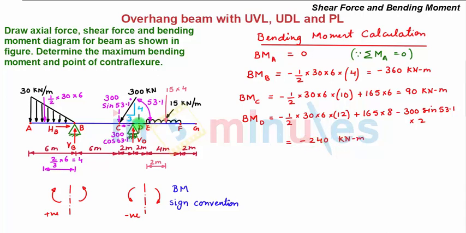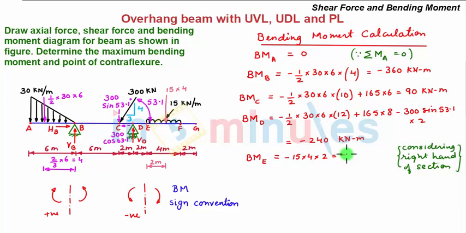Next we move the section to point E. So bending moment at point E is equal to, now since point E is towards the right side of the beam, let us consider the right hand side of section. Now considering the right hand side of section, we see that there is a clockwise moment caused due to this UDL of 15 kilonewton per meter intensity acting for a span of 4 meter. So the magnitude of this force is 15 into 4 and it is acting at a distance of 2 meter from point E. Now since this moment is a clockwise moment, and clockwise moment on the right hand side of section is negative, we have minus 15 into 4 into 2, which is equal to minus 120 kilonewton meter.